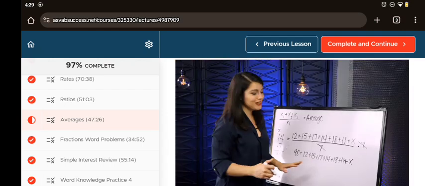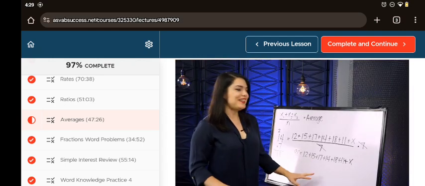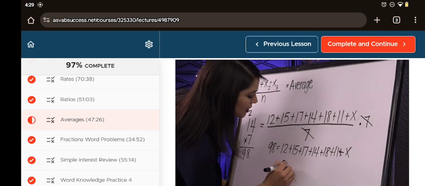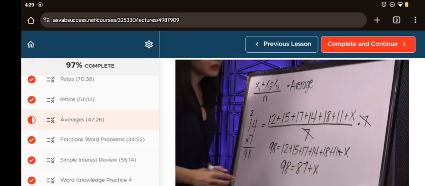Now this is messy. Let's get rid of this. And we do that by adding them up. When we add that number up, we get 87. So let's rewrite our question. 98 equals 87 plus x. Are you with me so far?